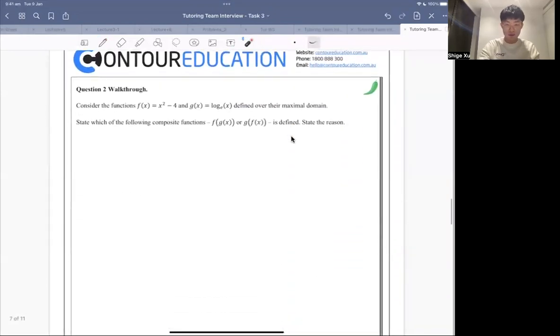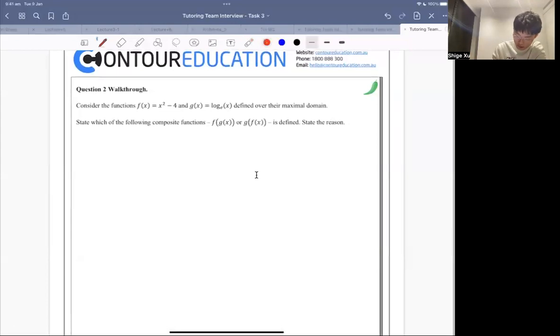Okay, let's look at a question. Consider the function f of x equals x squared minus 4 and g of x equals log of x. Define all their maximal domains. Say which of the following functions, f of g of x or g of f of x, is defined, and state the reason.